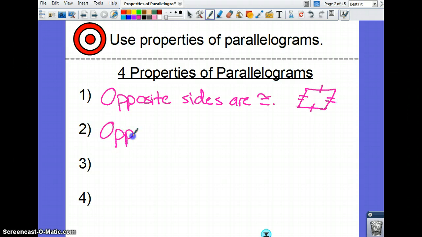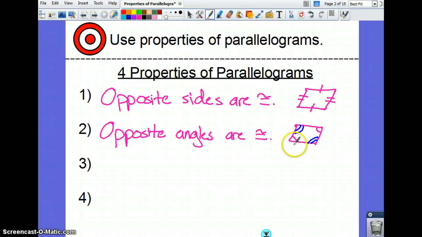I also have opposite angles, which are congruent. That means that in this parallelogram, these are opposite angles, the ones that are completely on the other side from each other. And this would be another pair of opposite angles. Okay, so opposite angles are completely on different sides from each other. Now, if they were right next to each other, those would be consecutive angles.